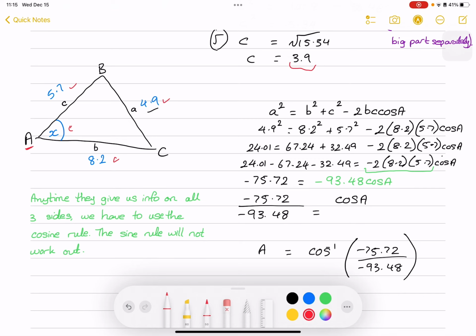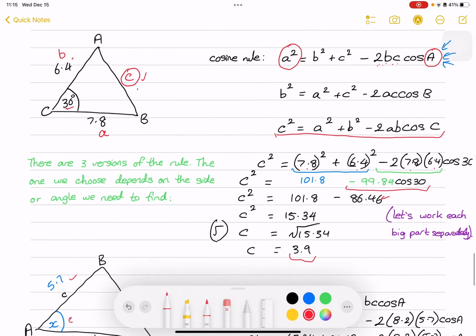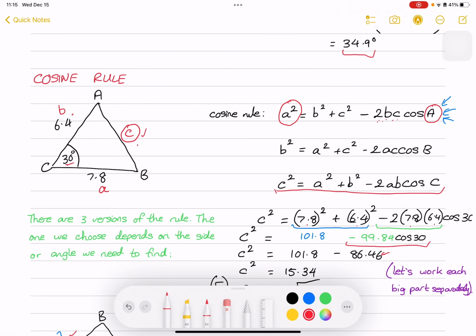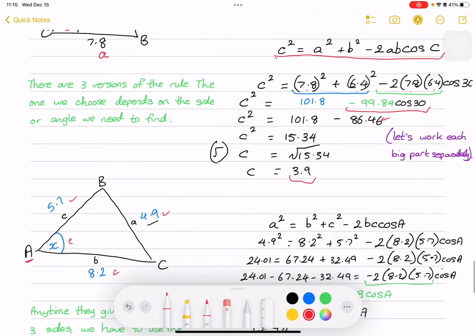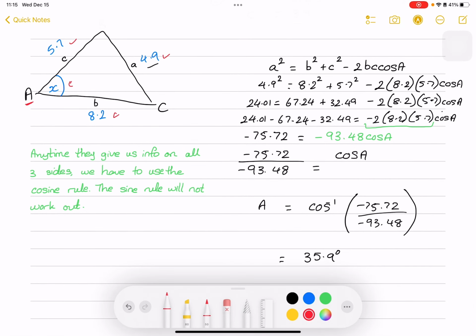So let's go back to our three forms of the cosine rule, and the only one that mentions cos A is the first one that begins with a. So we have to use a squared is equal to b squared plus c squared minus 2bc cos A, because we are trying to find A, the angle at A. The other two do not have cos A, so we have to use the first one. So again, we write down our formula, and now we are going to substitute everything into the equation.